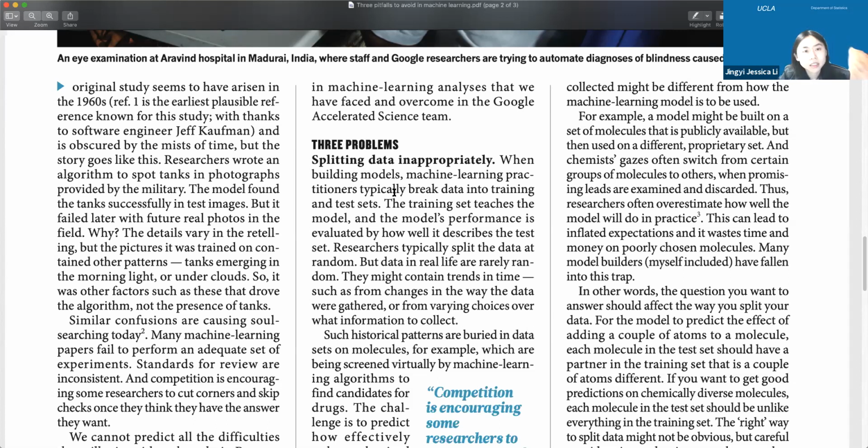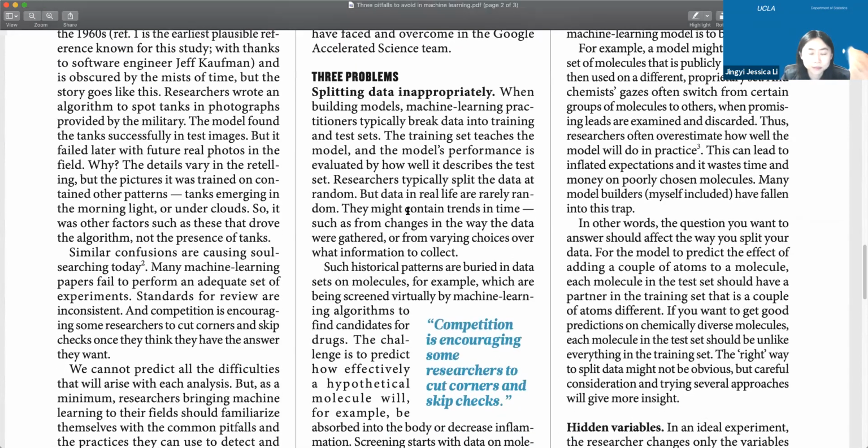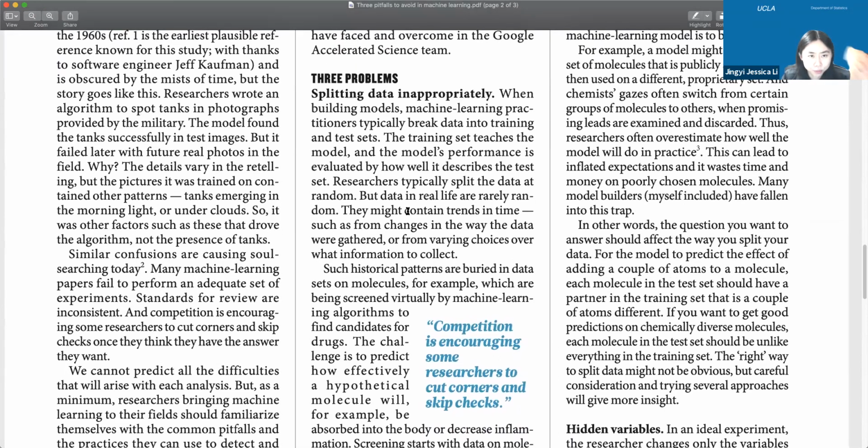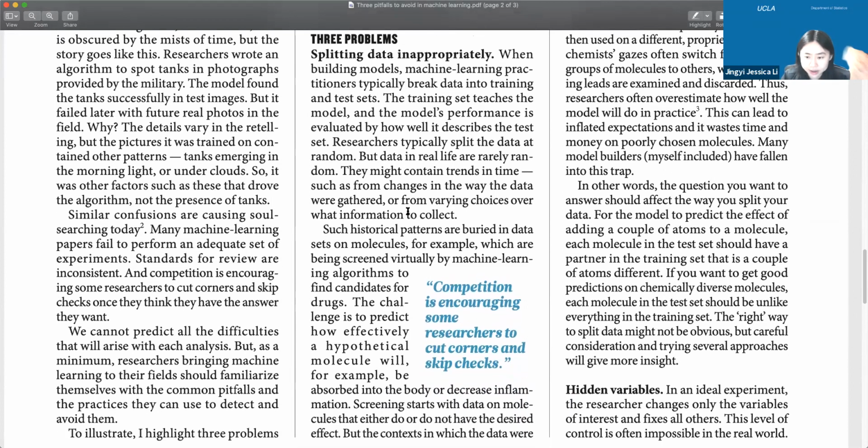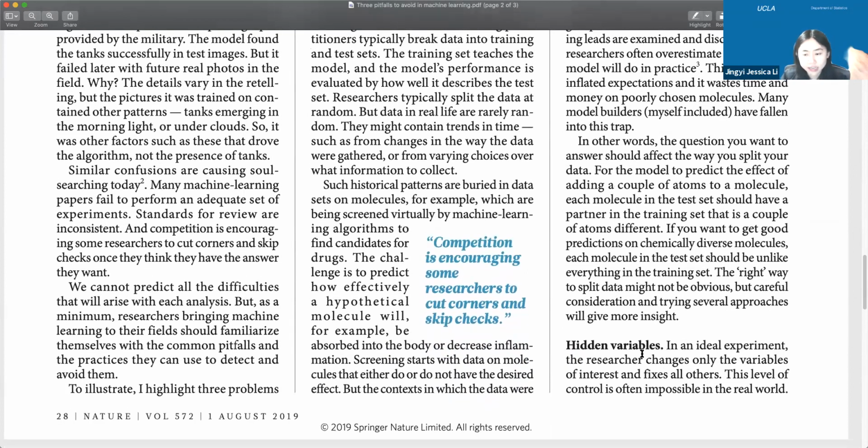So let me give you a counterexample. Let's say I train a predictive classifier on patients from one hospital in the United States, but I want to apply this classifier to another hospital in Africa. If the two hospitals are not really comparable, their patient characteristics are not comparable, then for sure it will not work very well. So this is the thing we need to realize about the limitation of prediction trained based on machine learning algorithms. Another thing is called hidden variables.